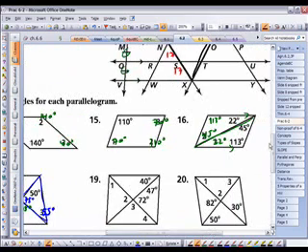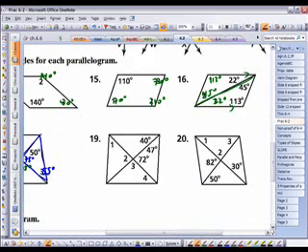And then over here, number 19, same idea. This will be 72. And then this will be 108 because that's a linear pair. Let's see. To get this angle down here, subtract these two from 180. So together they're 119. Subtract from 180, and you get 61, which makes this one 61 because those are alternate interior when you have two parallel lines and this transversal here.